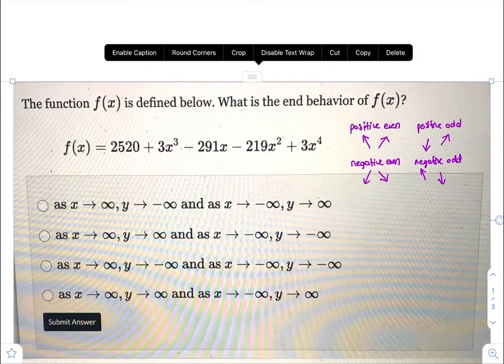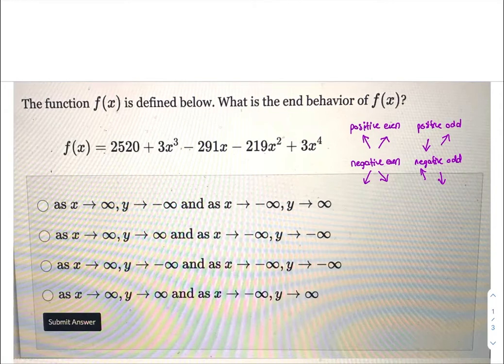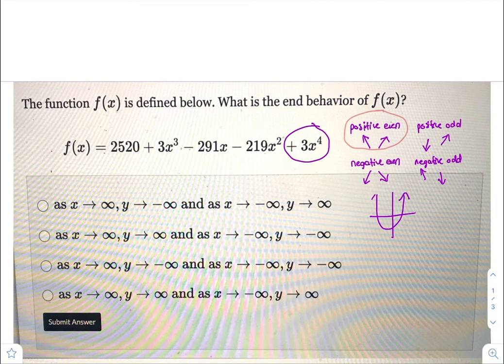Spot the highest degree. Here's your highest degree, right? Notice it's positive and it's an even. Positive and it's an even. So we're focusing on this one right here. So your graph is going to look like this, right? So since you know it goes up, up, as x approaches infinity, right? Which means going to the right, f of x is going up. As x approaches infinity, y is also going up, which is approaching infinity.